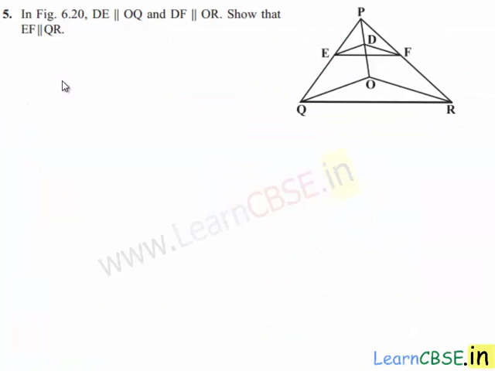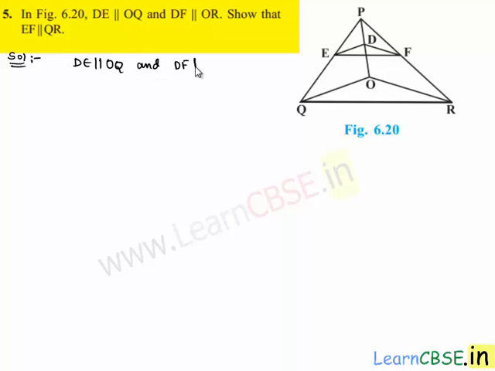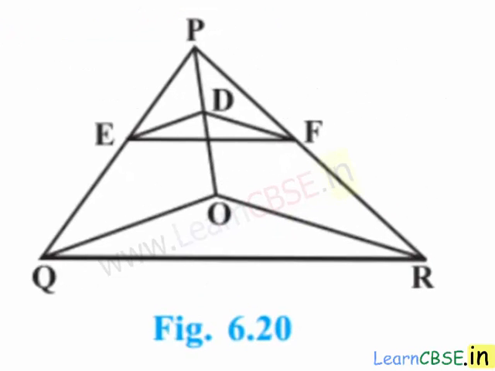Now moving on to the fifth question. In figure 6.20, DE is parallel to OQ and DF is parallel to OR. Show that EF is parallel to QR. Now moving on to the solution. He has given that DE is parallel to OQ and DF is parallel to OR. Now he asked us to prove that EF is parallel to QR.